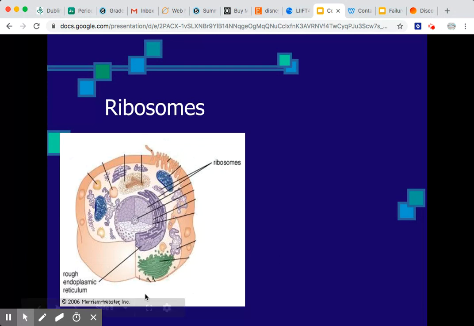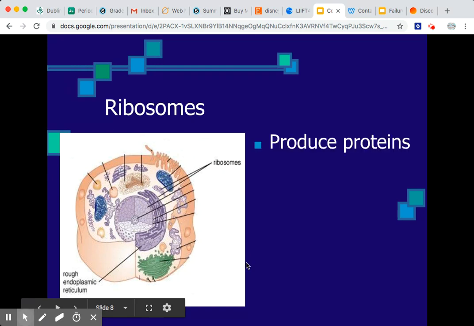We've already talked about ribosomes significantly. You find ribosomes in 2 locations in the cell. You'll find them free-floating in the cytoplasm, and then you'll also find them attached to the endoplasmic reticulum. If the endoplasmic reticulum has ribosomes on it, it is called rough endoplasmic reticulum.